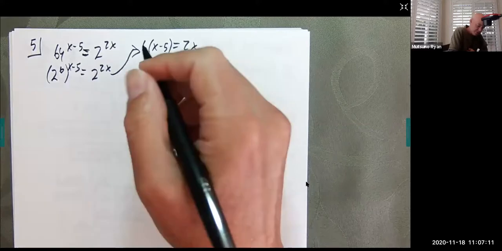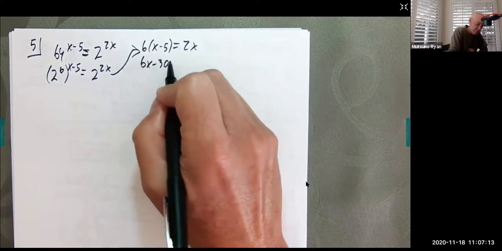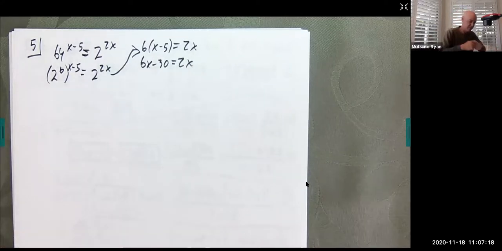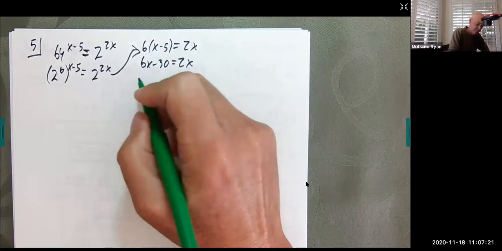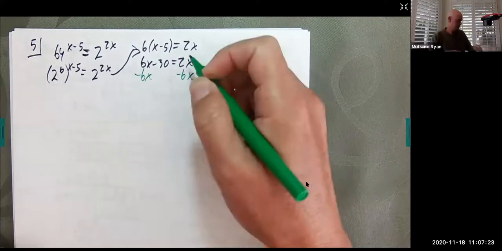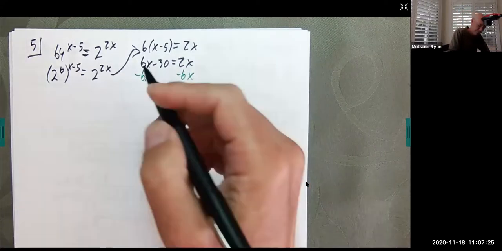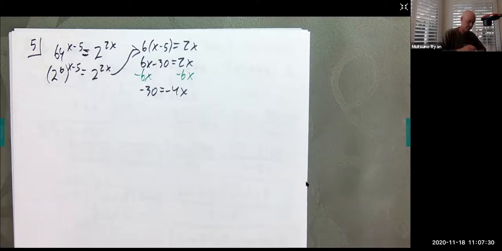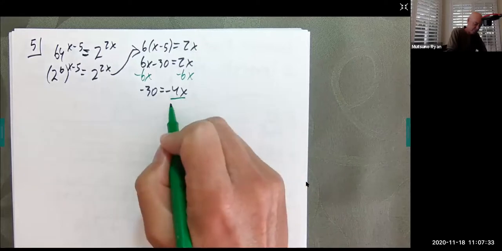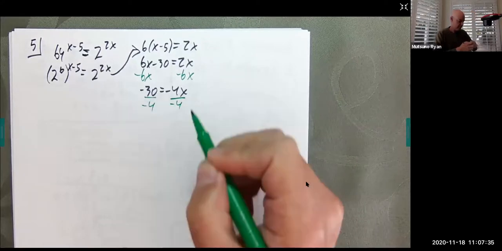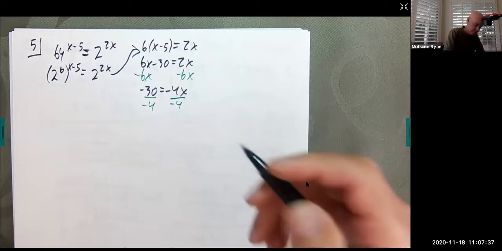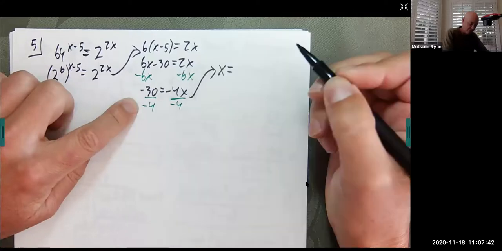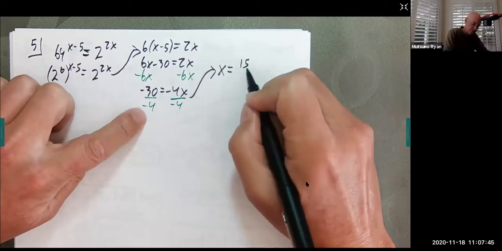We distribute the 6. And because I have an x by itself over here, I'm going to go ahead and move the 6x this way. I'm going to note I have a negative over negative, so that means x is going to be positive, and 30 over 4 reduces to 15 over 2.